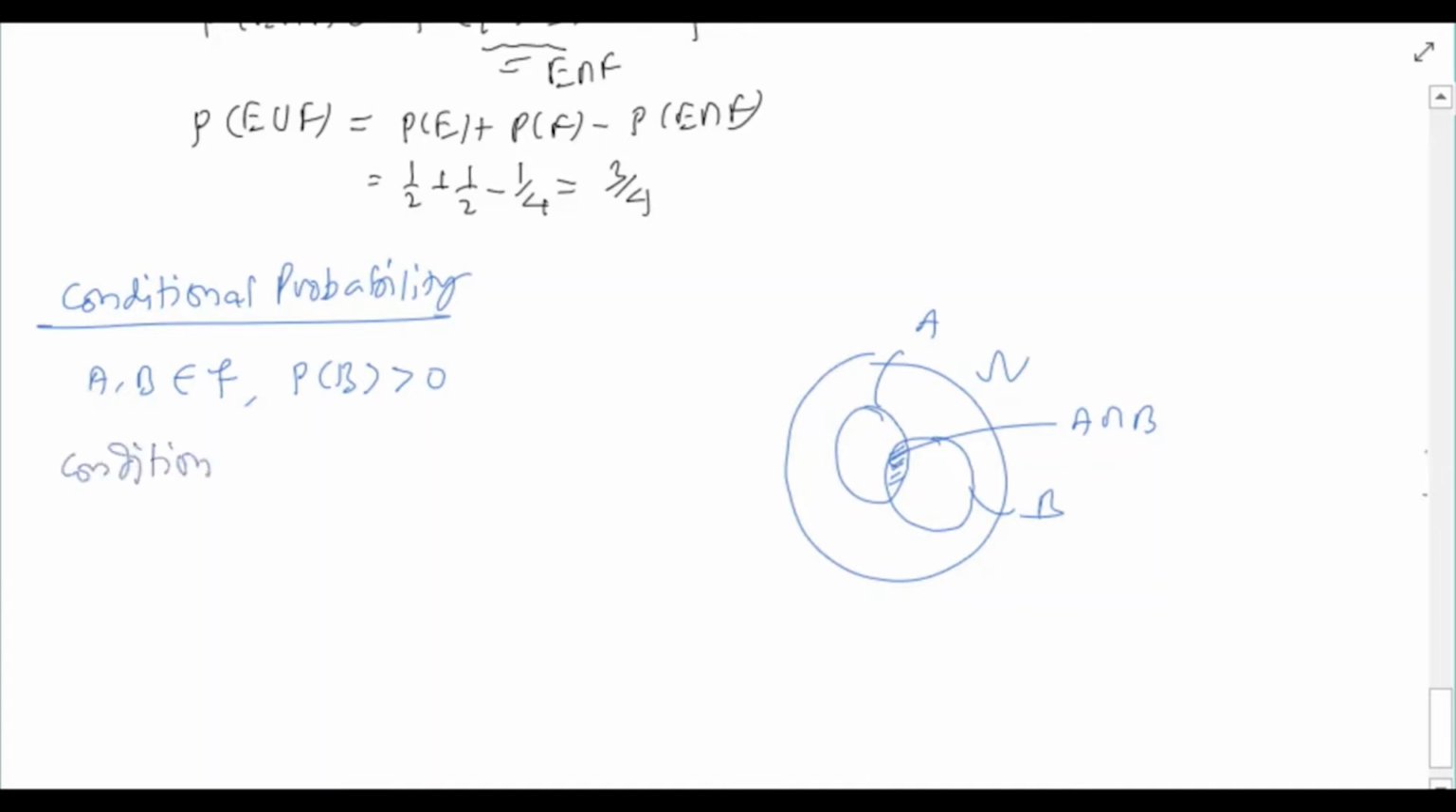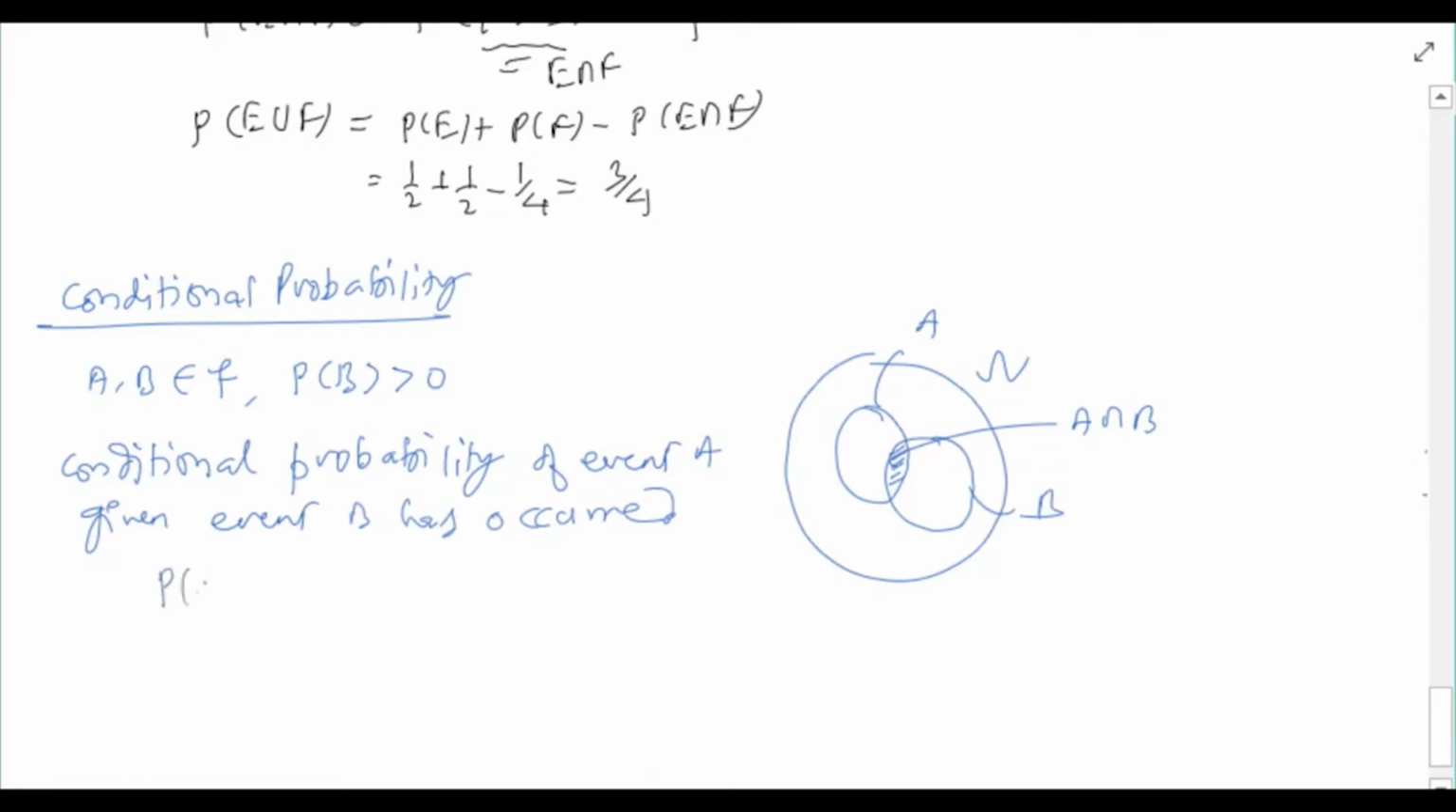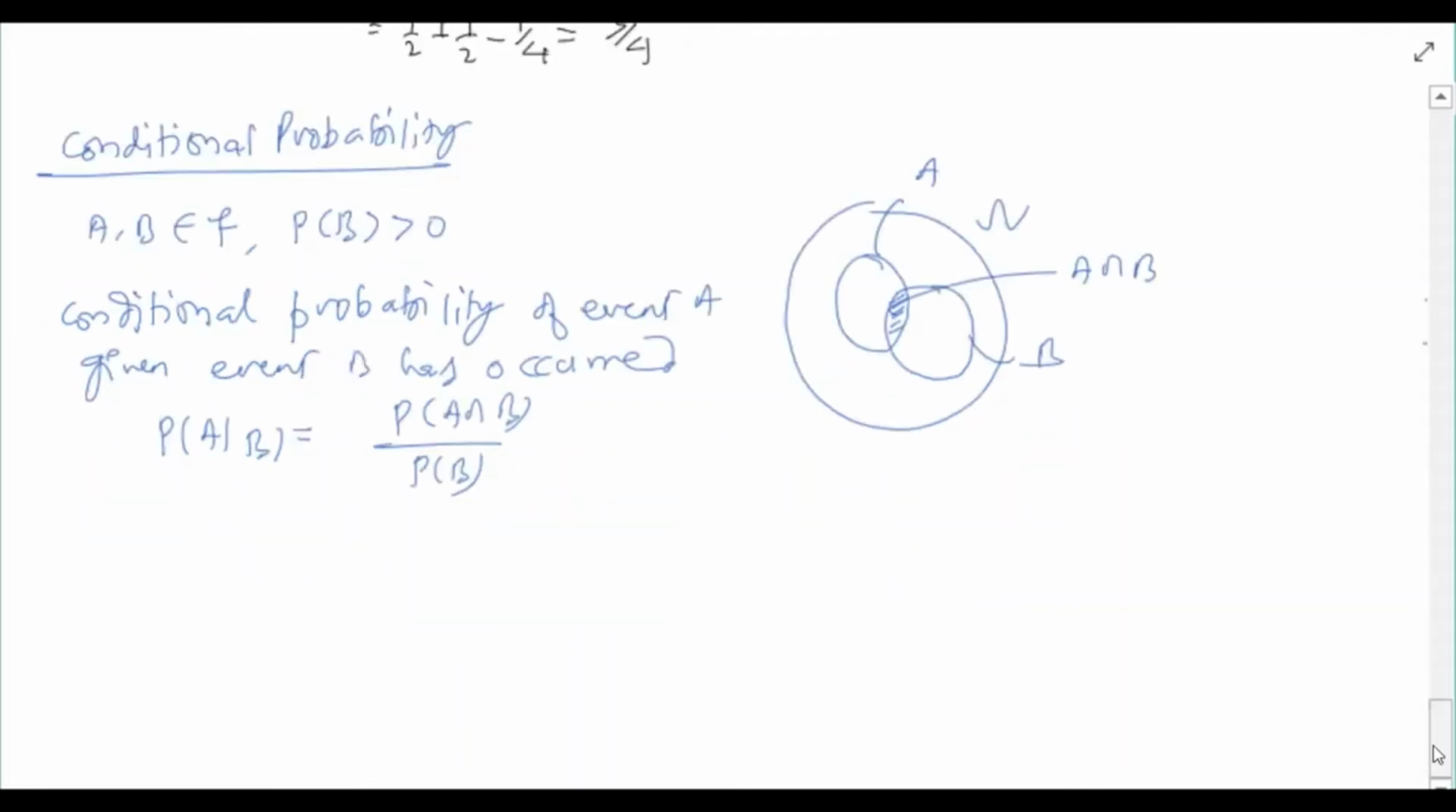Conditional probability of event A given event B has occurred is denoted as P(A given B), and it turns out to be equal to P(A intersection B) divided by P(B). Here we see why we assume P(B) is greater than 0. It ensures that the division is well defined. Let's see an example.